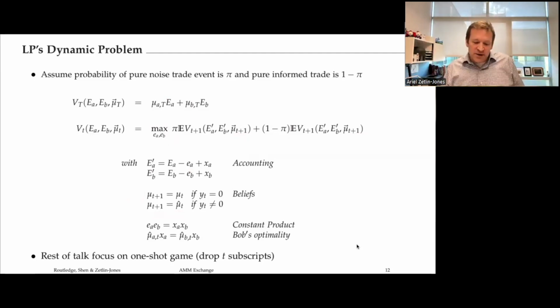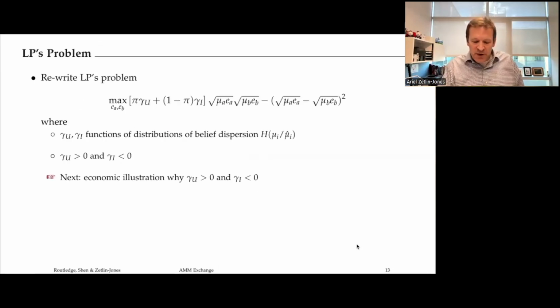So to make progress for today, I'm going to drop all the time subscripts and just do this in one period to show you all the economics in the paper. Okay? In one period, you're just going to supply liquidity for one period. It turns out if you do a bunch of tedious algebra, the problem simplifies into this form. You have a profit object which scales with the quantity of liquidity you put on the AMM. The more EA you put, the more EB you put up, the more your profits scale. You have a loss function that depends on how the values you supply differ from equal value in quadratic terms.